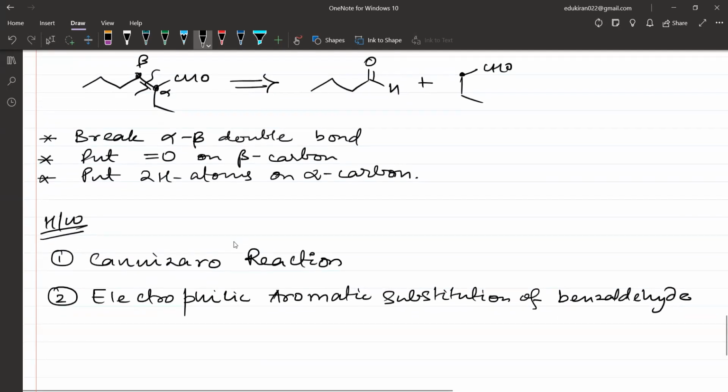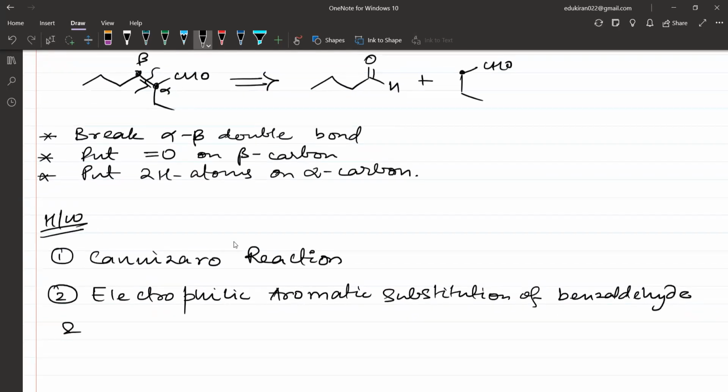of benzaldehyde and acetophenone. If you look at NCERT, they have only given you nitration. Nothing other than nitration is given, but you are going to do some other reactions also. After nitration, you will do bromination also for this, and sulfonation. Let me write this down. What are the electrophilic aromatic substitutions that you need to do?